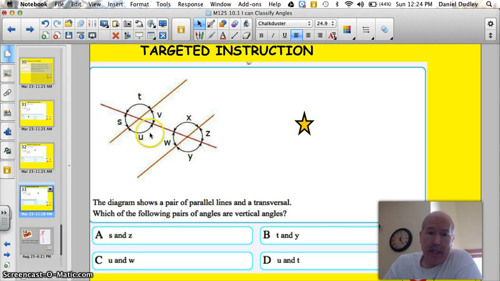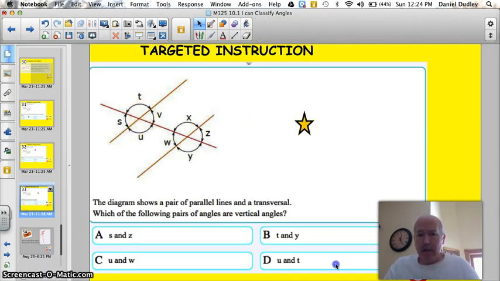All right, S and Z. No, they're not opposite or vertical. T and Y. No, they're not opposites. They're not vertical. U and W. No, they're not opposite. U and T. Yeah, here we go. There they are. They are going to be equal because U and T are opposite or vertical. All right?